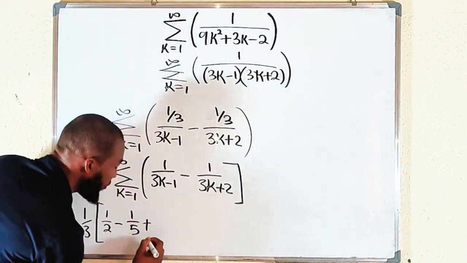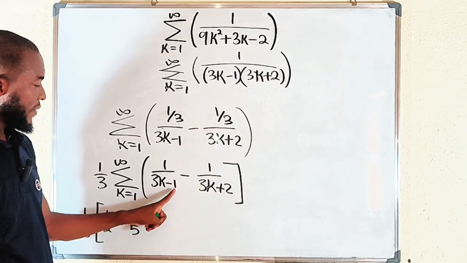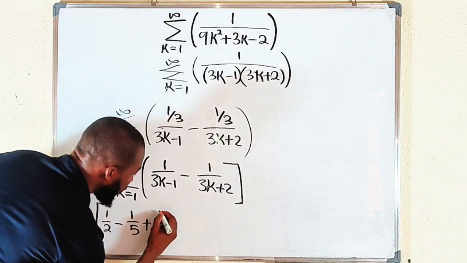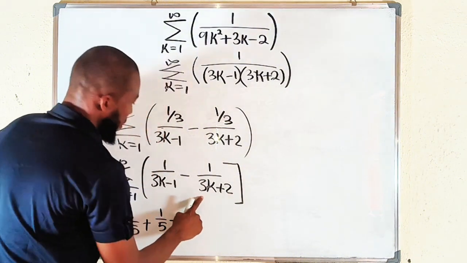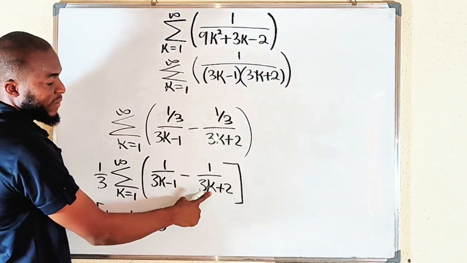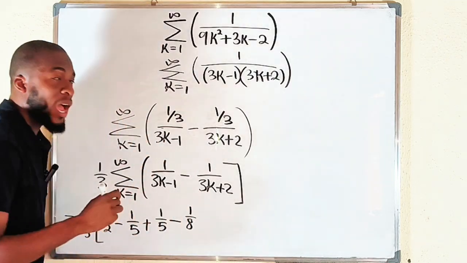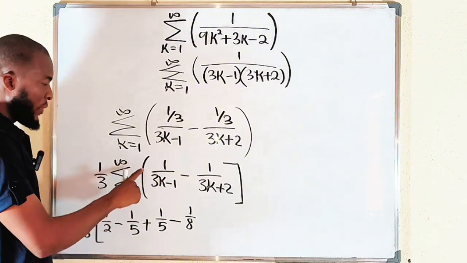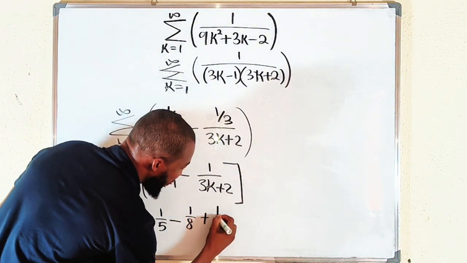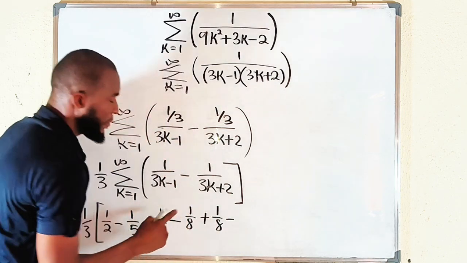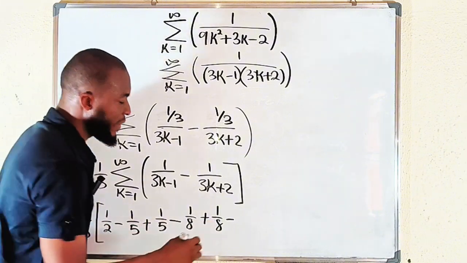Then you add, move to the second number, which is 2. 2 times 3 is 6, and 6 minus 1 is 5, so we have 1 over 5 here, minus 3 times 2 is 6, 6 plus 2 is 8, so we have 1 over 8. We are done with 2. Move to 3. 3 times 3 is 9, 9 minus 1 is 8, so we have 1 over 8, minus 3 times 3 is 9, 9 plus 2 is 11.